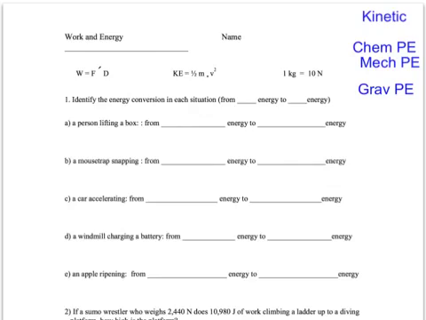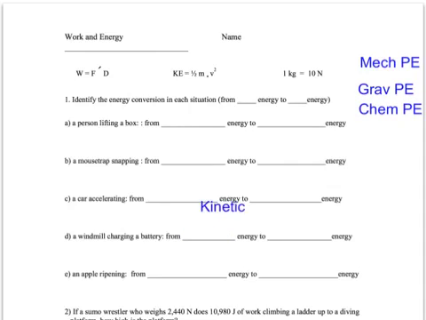Alright, let's try number C. Okay, a windmill is charging a battery. So let's just look at the windmill. I have a blade of a fan that is spinning around. The energy it possesses by virtue of spinning around is kinetic energy. Now it is true that we're pushing electricity through wires, so it would be electrical energy, but in this case we're charging a battery, and a battery stores that energy as chemical potential energy.